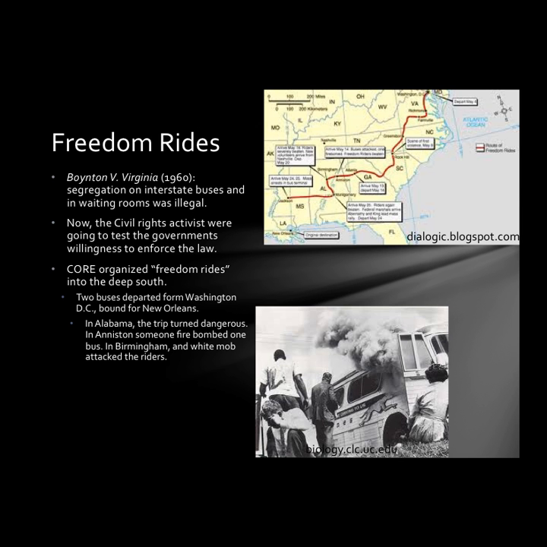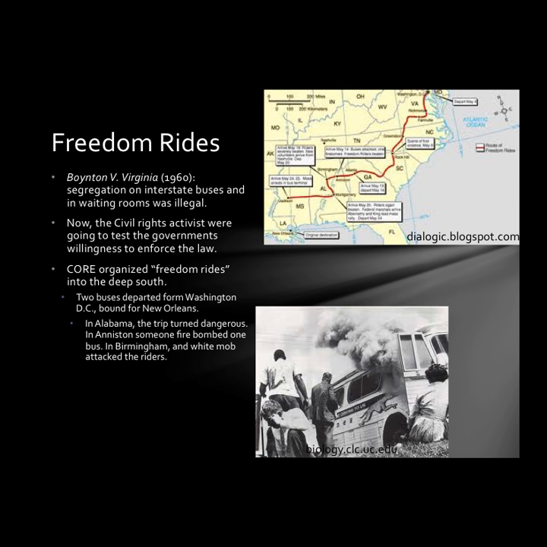Freedom rides became popular after the Supreme Court case Boynton versus Virginia in 1960. That Supreme Court case stated that segregation on interstate buses and in waiting rooms was illegal. After this decision, CORE organized freedom rides into the Deep South. Two buses left from Washington, D.C., headed for New Orleans. The buses tried to test to see if this law was actually being enforced in the South.